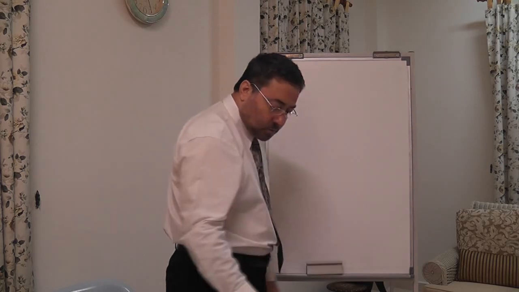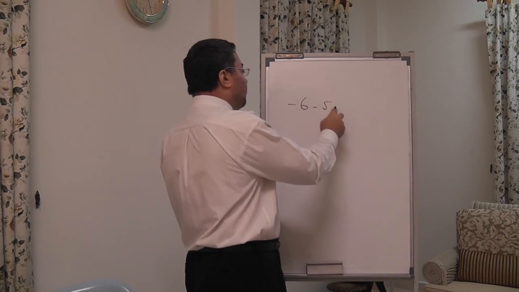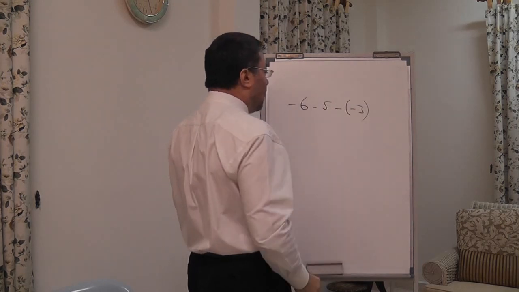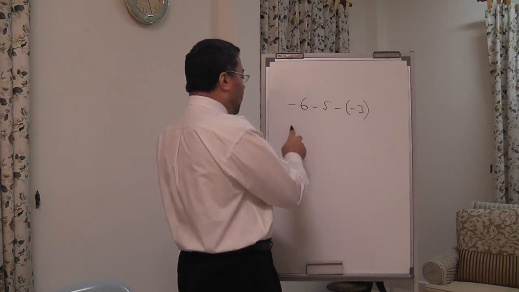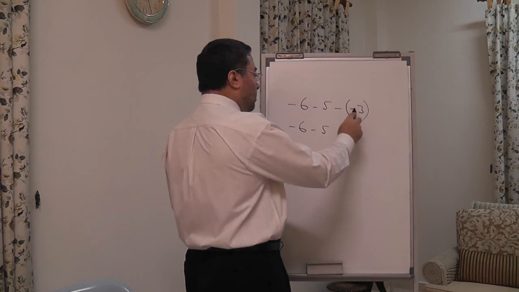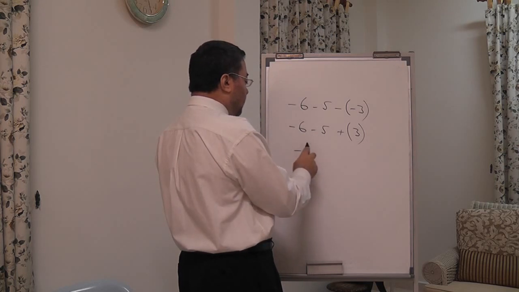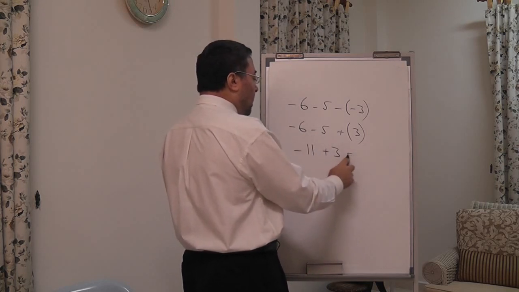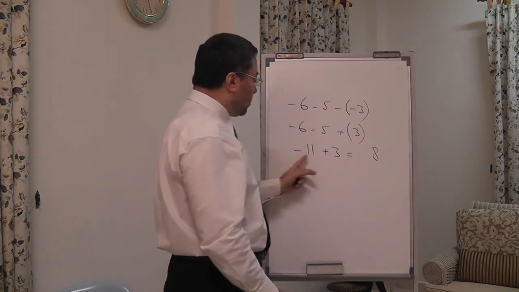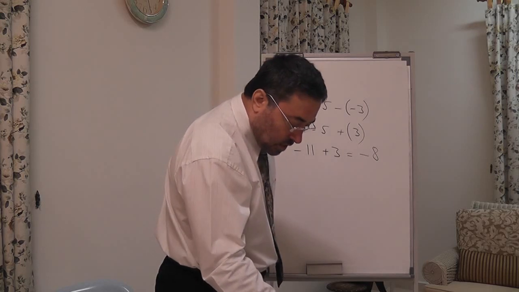So on page 59, we start with problem 44, simplify. Minus 5, minus 6, minus 5, minus 3. Again, we change this to a positive sign. And we change this also to a positive sign. So here we have minus 6 and minus 5, that's minus 11, plus 3, and that's 8. We put the difference and the sign of the larger. So it will be minus 8. Number 45.